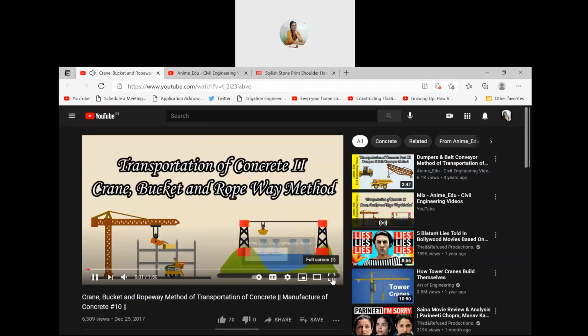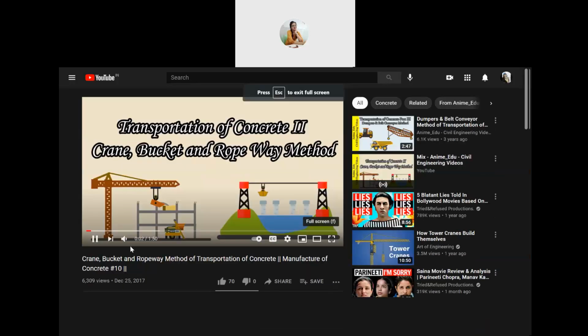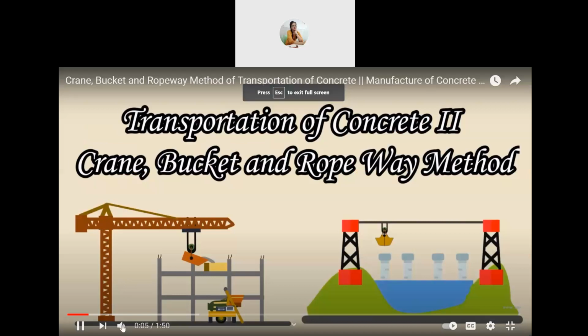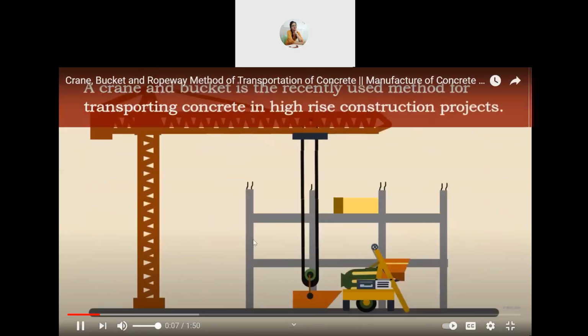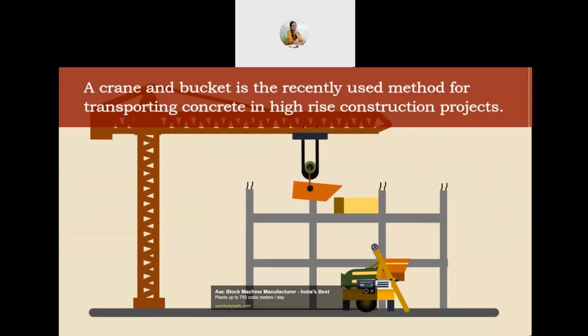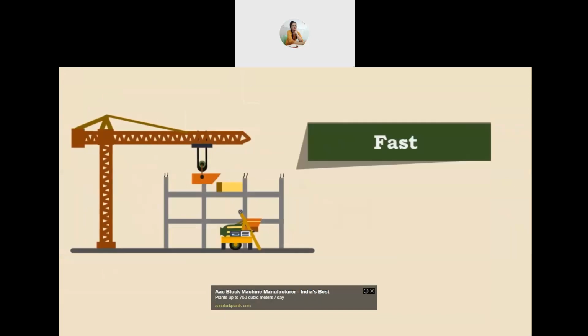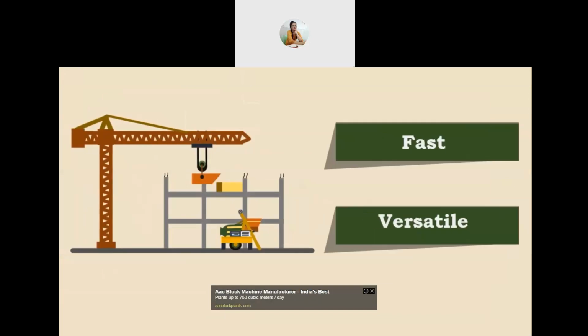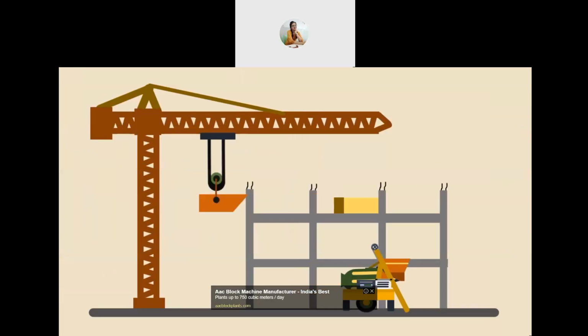Transportation of concrete, Part 2. Crane, bucket and ropeway method. Crane and bucket is the recently used method for transporting concrete in high-rise construction projects. This method is being adopted widely as the cranes are fast and versatile to move concrete horizontally as well as vertically and allow to place the concrete at the exact location.